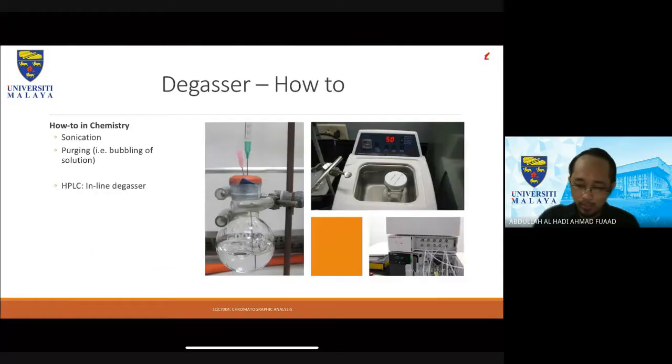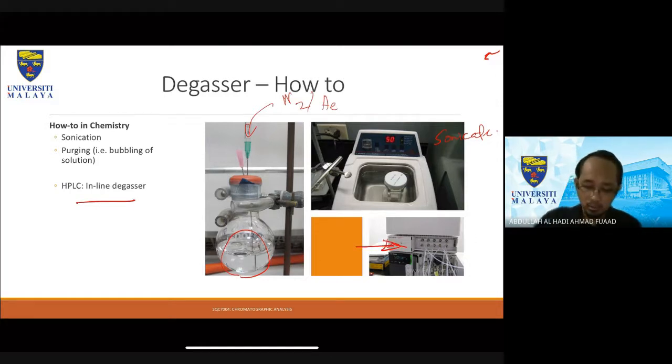Okay, so this is just some of the examples on how you can actually degas a system. So in chemistry, again, you can either sonicate, okay, or purge, like that one. So you just add in the nitrogen gas or helium. For example, you can just purge the whole system. Or for HPLC, you do have your inline degasser system.